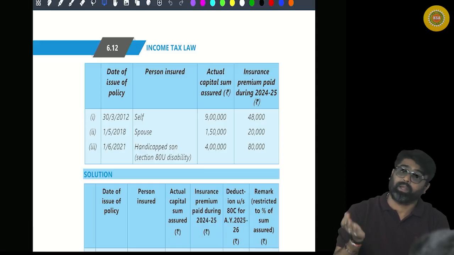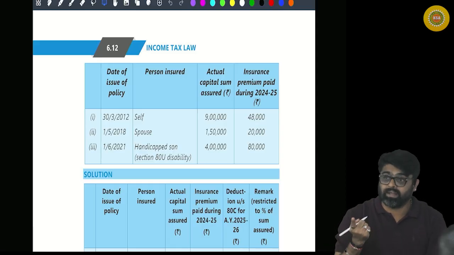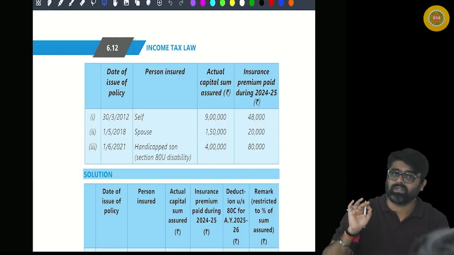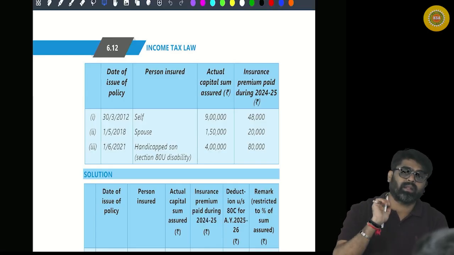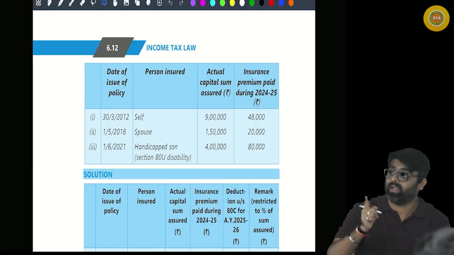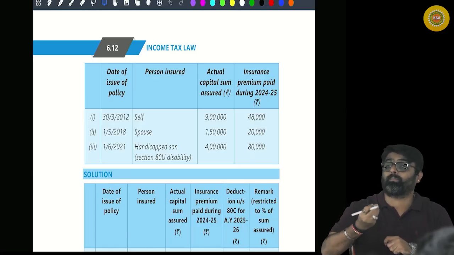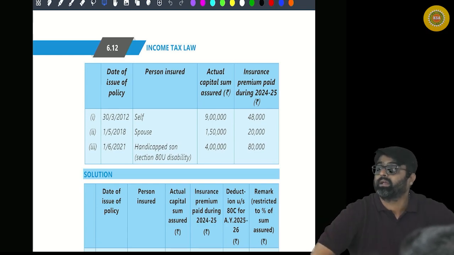Now if you remember 80C, this is not the first time you are listening about 80C. 80C is a deduction which is available to an individual or HUF, whether that individual is resident or non-resident. Now when will the assessee get that deduction? Assessee will get that deduction only if he has made certain specific types of payments or investments which are specified under section 80C.